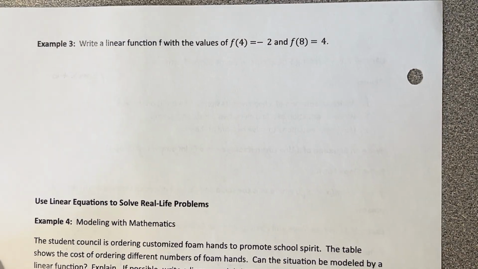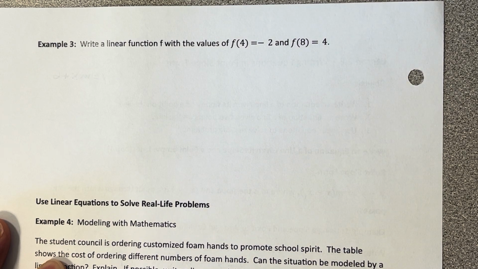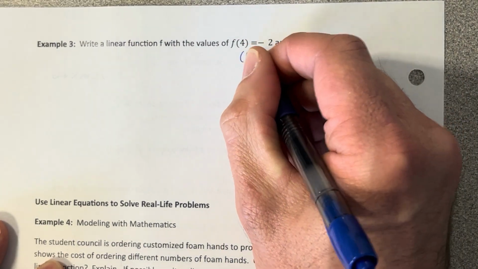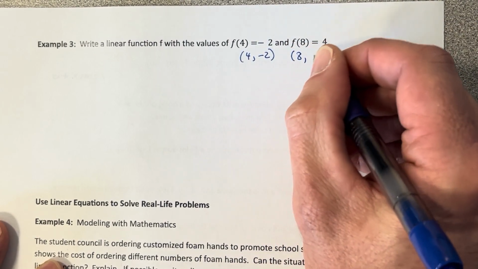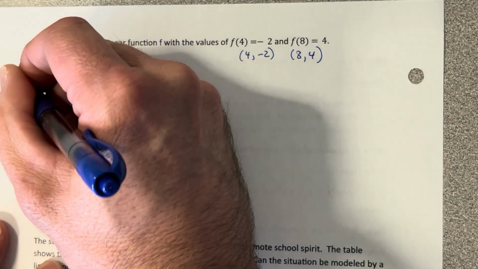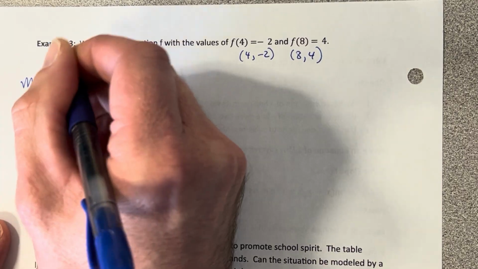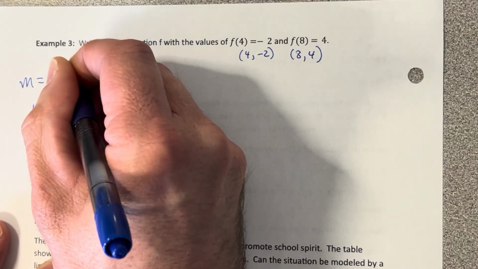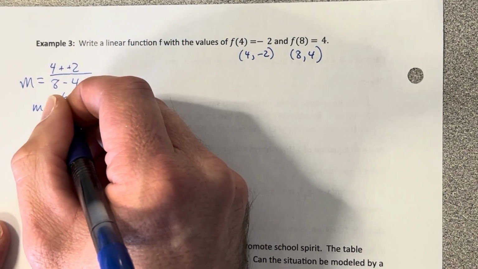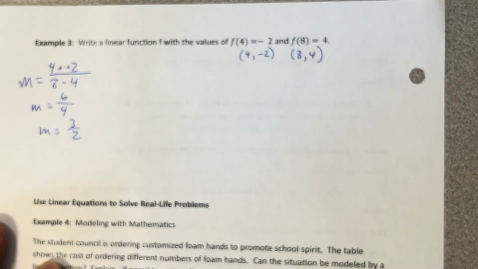Write a linear function f with the values of f of 4 equals negative 2 and f of 8 equals 4. Well, when we learned how to calculate slope, we realized that these are just coordinates in disguise. Inputs 4, outputs negative 2. Inputs 8, outputs 4. So we're going to have to calculate the slope. I'll go 4 minus a negative 2, 8 minus 4. That'll get me 6 over 4, which is also 3 over 2 if you reduce it, which you should.